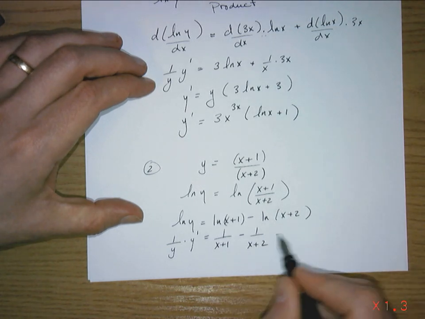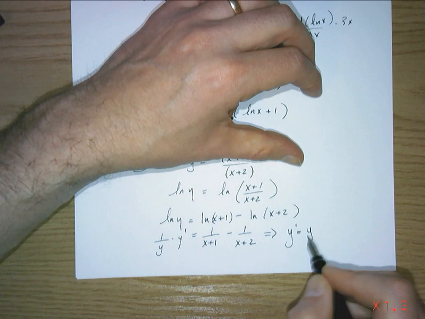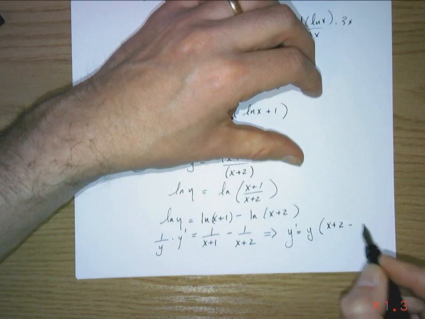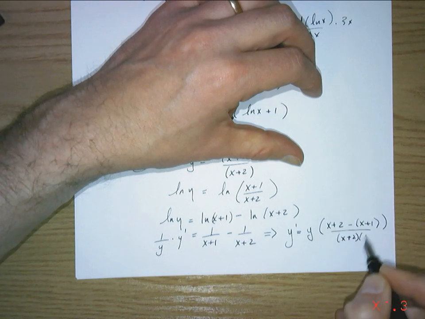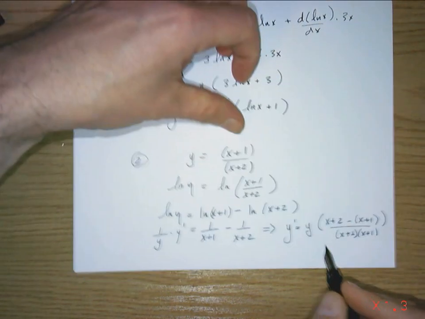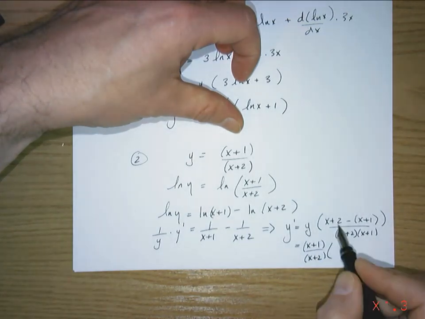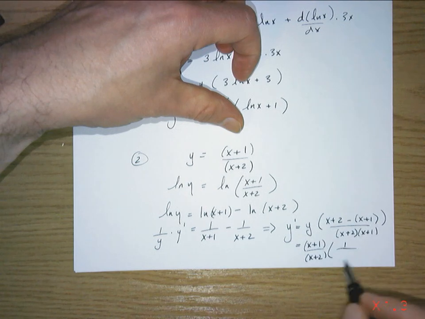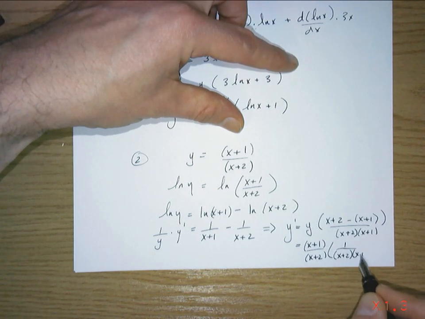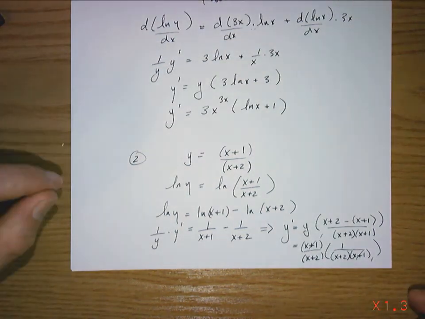Okay, getting your common denominator, it's going to look like this. y prime is going to equal y times (x plus 2 minus (x plus 1)) over (x plus 2)(x plus 1). What is y equal to? It's equal to (x plus 1) over (x plus 2). This is going to be x take away x, 2 take away 1. And we're going to be left with 1 over (x plus 2) squared.